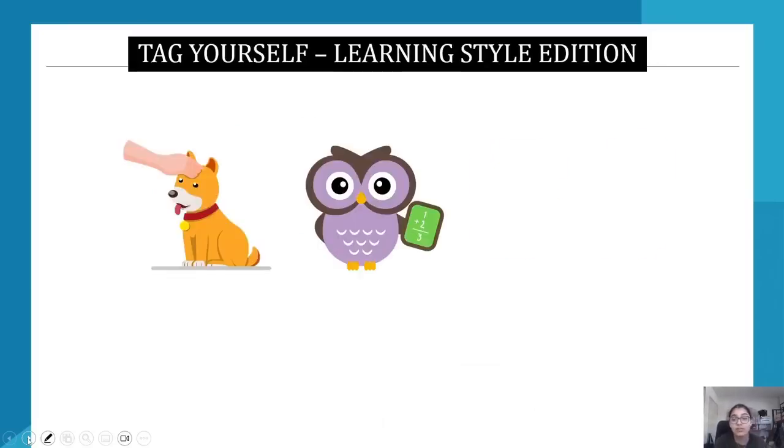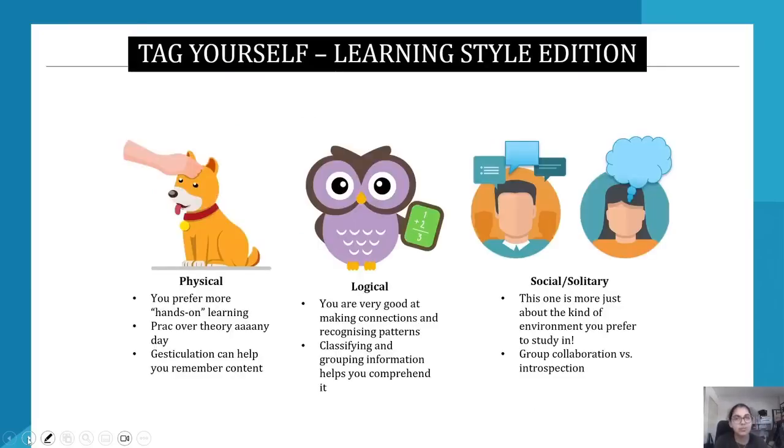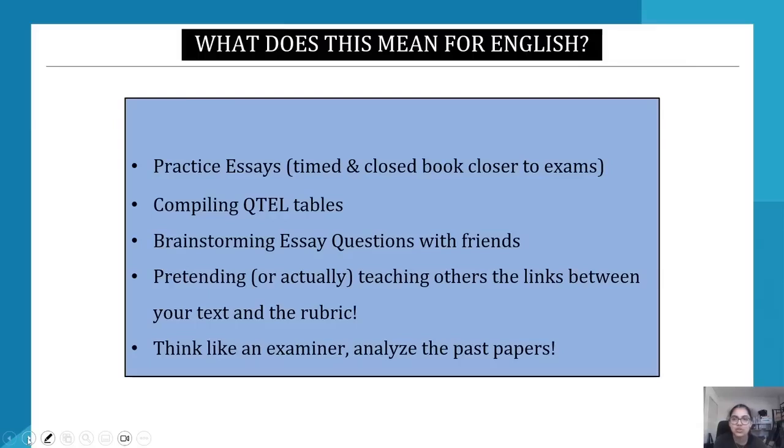Then we've got, if you are a physical learner, you prefer hands-on learning, prac over theory, for example. Logical learner, so you like to make connections and group information together. Or if you're a social learner, you'd like to study collaboratively in groups. Don't be afraid to learn in the best way for you, for whatever learner you are. You don't have to just resort to note taking.